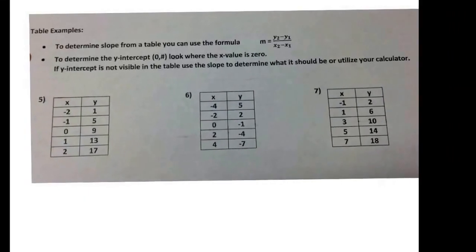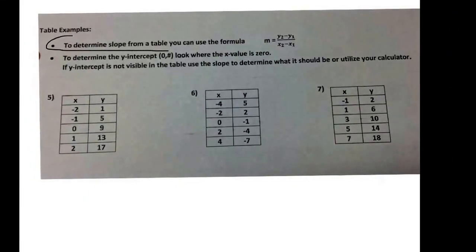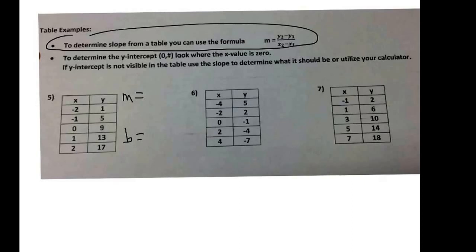If you have a table, you can use the slope formula, or you can use that counting method that we did before, but each time you have to identify the slope and the y-intercept. So let's start with the slope. From 13 to 17 is plus 4. From 1 to 2 is plus 1. So it's 4/1, which is 4. So our slope is 4.